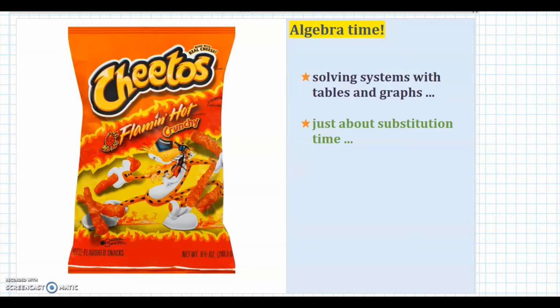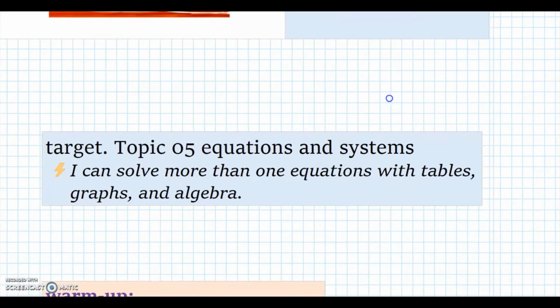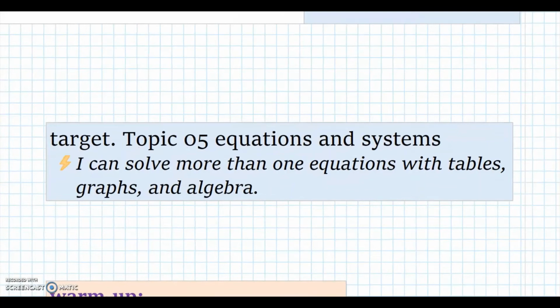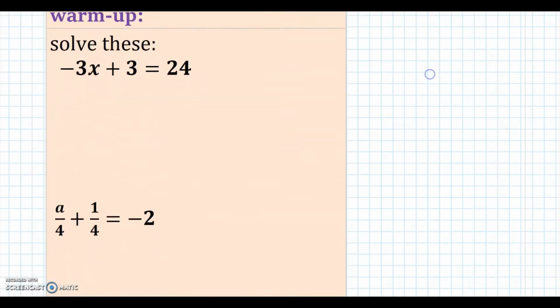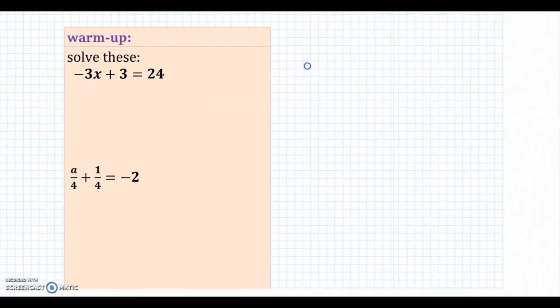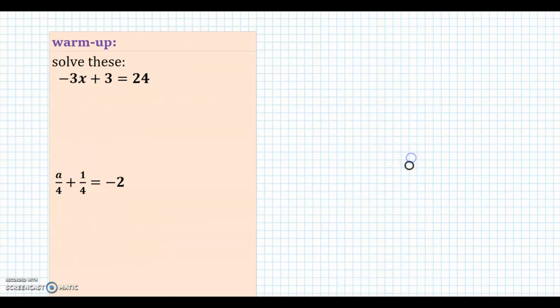So for algebra today, we're still working on solving systems with tables and graphs and just about to do something called substitution. And that's our target that we're heading towards, solving more than one equation with tables, graphs, and algebra. We're getting closer to that today. To begin, either do these on a whiteboard or in your notebook or somewhere else that you need to, and we'll pause the video and let you work through these. So pause the video now, if that makes sense, and try these equations.